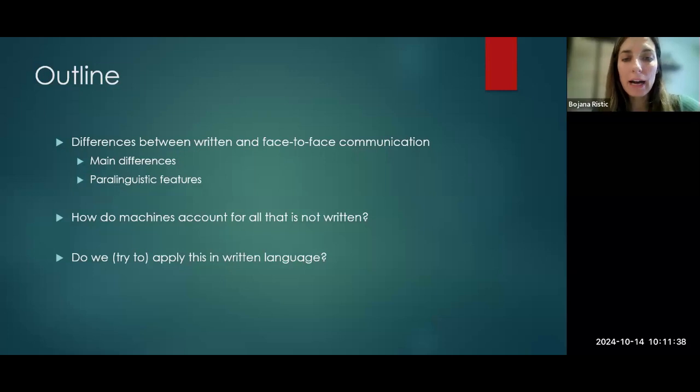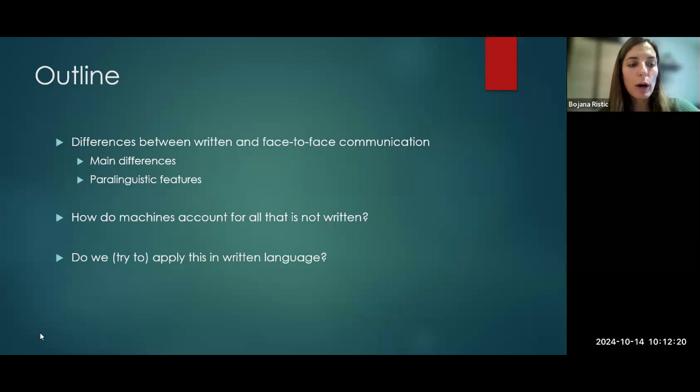So how do machines account for all that is not written, right? We know that the models of recognizing language are mainly based on analyzing written language. I will talk a little bit about that. In relation to these paralinguistic features, I will talk about sentiment analysis and emotion analysis in machine learning. I will also briefly talk about how we try to mark and sometimes explain these paralinguistic meanings and information in written language.